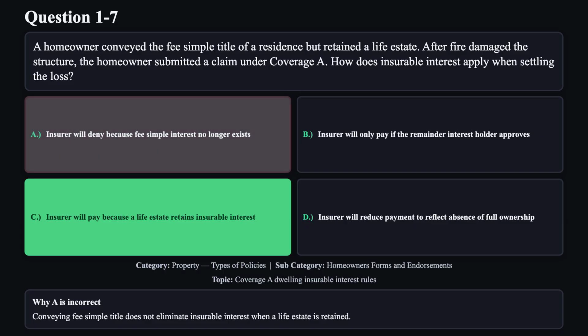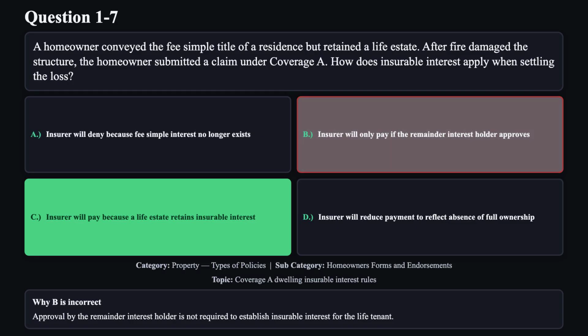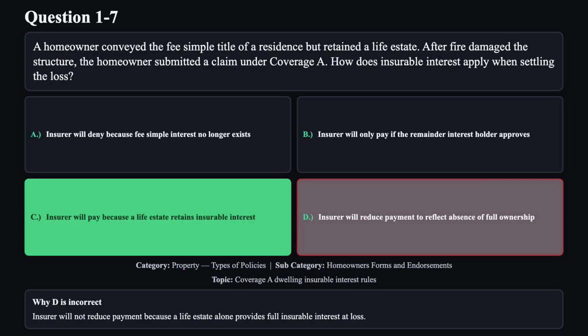Reason A is not correct. Conveying fee simple title does not eliminate insurable interest when a life estate is retained. Reason B is not correct. Approval by the remainder interest holder is not required to establish insurable interest for the life tenant. Reason D is not correct. Insurer will not reduce payment because a life estate alone provides full insurable interest at loss.